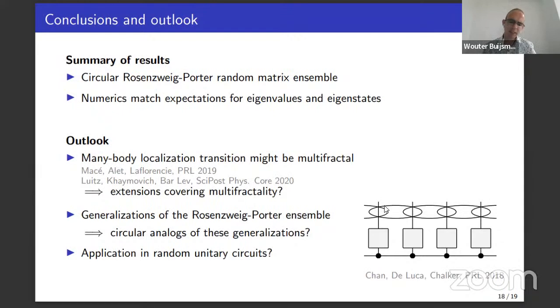Yeah, instead of adding this type of dephasing terms, of course, you can also think of matrices which are not maximally random and which are, for example, sampled from the circular Rosenzweig-Porter random matrix ensemble. This might also be interesting to investigate.